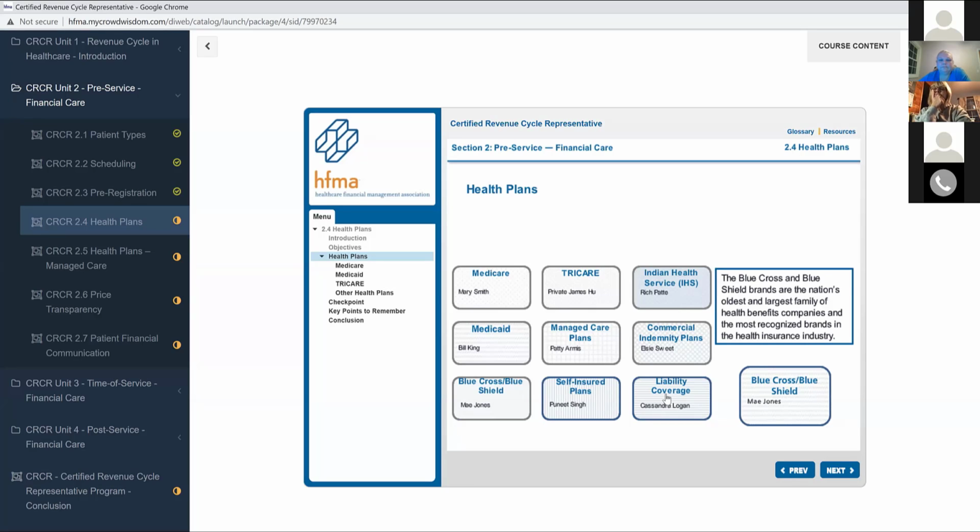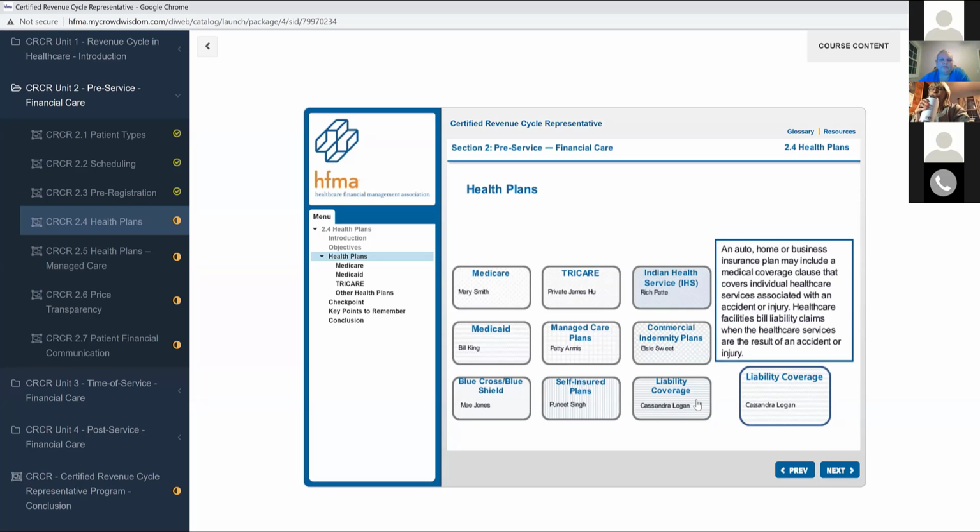And liability coverage, an auto, home, or business insurance plan may include a medical coverage clause that covers individual healthcare services related to an accident or injury, and healthcare facilities bill liability claims when the healthcare services are a result of that accident or injury. Yeah, liability. If you see liability, think workers' comp, think no fault, think that's going to be accident related or related to like a homeowner's policy. All of those policies list how much they will cover for healthcare services related to accidents.